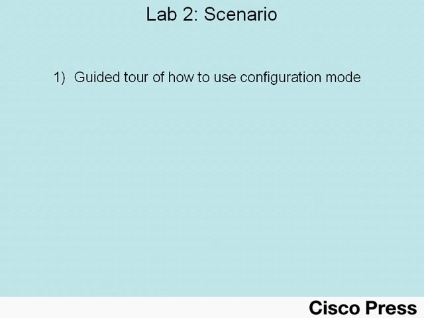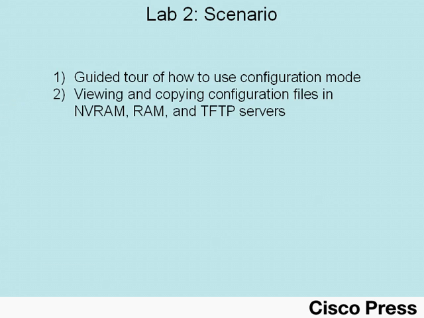The scenario for Lab 2 uses two basic steps. In the first step, you'll see a guided tour of how to get into configuration mode, navigate around different configuration modes, and recognize the prompts in those different configuration modes. In the second step, you'll see how to view and copy configuration files between RAM, NVRAM, and TFTP.